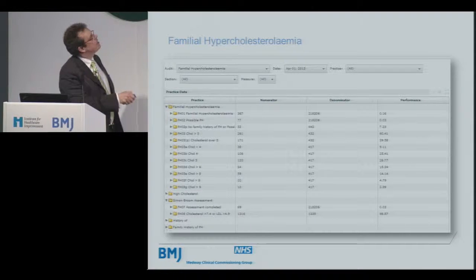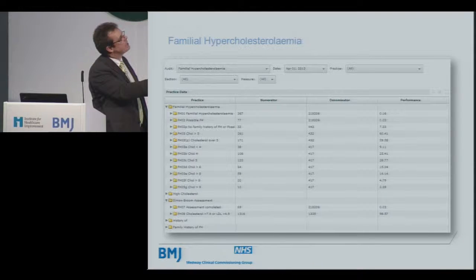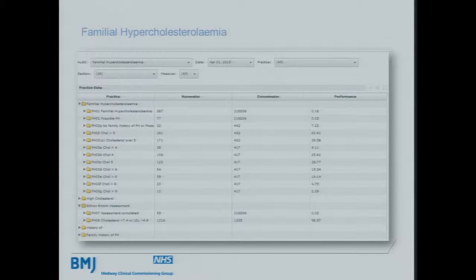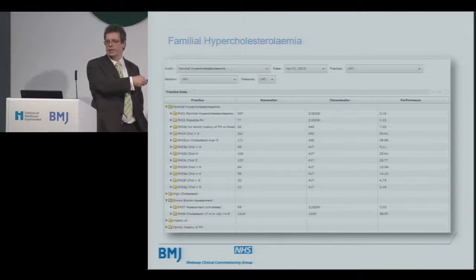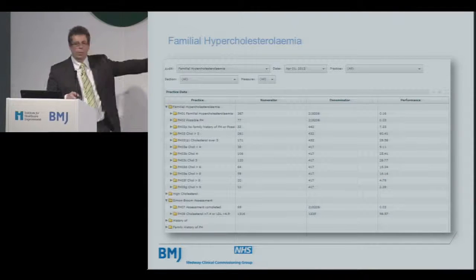When we started this, and this is fairly up to date, we've added about 100 people to either having familial hypercholesterolemia or possible familial hypercholesterolemia. We're not managing them as well as we should do as yet, but we're working that through. But this is the important one here. We've got 1,316 patients currently who have a cholesterol ever of over 7.4 and an LDL of over 4.9, and haven't been assessed against the Simon Broome criteria to know whether they've got familial hypercholesterolemia. We need to assess them.